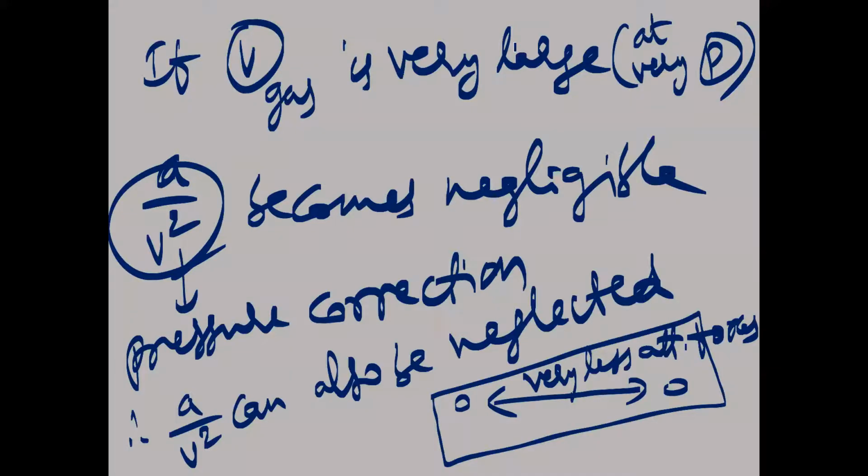So here, when the value of small a is very small and the volume is very large, a by V square can be neglected. This condition we have to understand always. So in this condition, at very low pressure, what have we neglected? We have neglected a by V square, that is the pressure correction, and also the volume correction b. Both we have neglected for 1 mole of the gas. Okay, now take a screenshot of this.